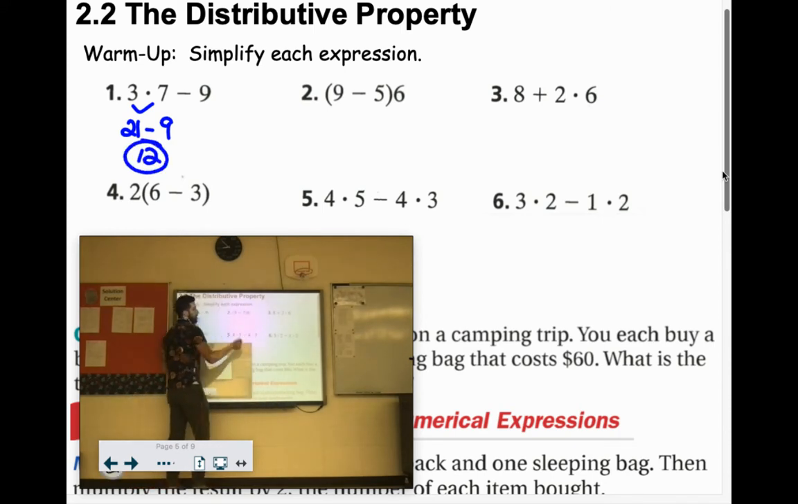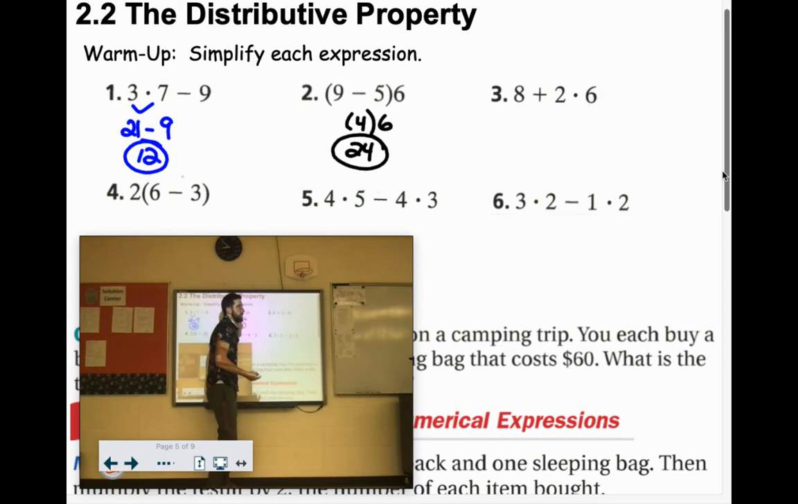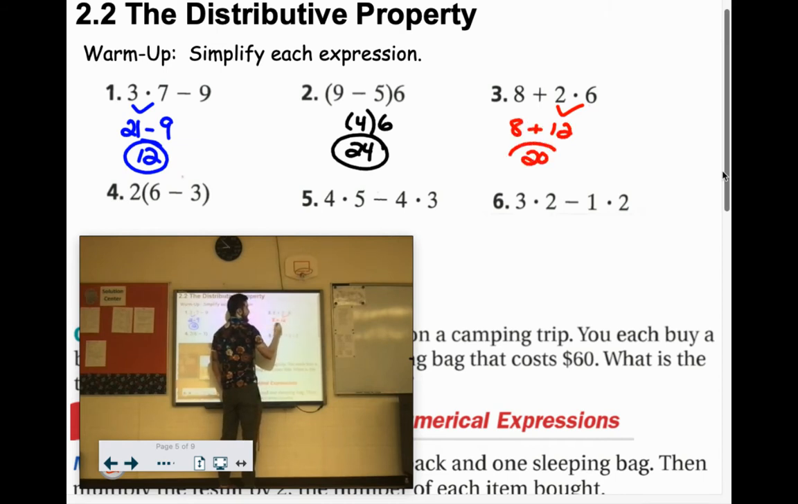If we were to do the parentheses first, 9 minus 5 is 4, and then 4 times 6 is 24. 8 plus 2 times 6. We have to do the multiplication first. So 2 times 6 is 12, plus the 8 gives us 20.